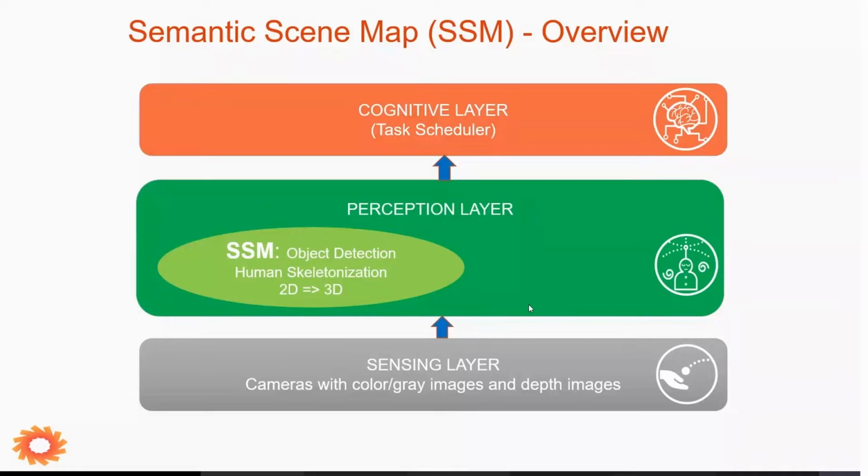The sensing layer, in this case, what is relevant for us are the cameras, RS4 cameras, which provide gray images, and they also provide depth images, which we need as input. Then the semantic scene map performs an object detection and separately a human skeletonization algorithm. And it also uses the depth information of the cameras to place the detected objects in 3D. Whereas the algorithms work in 2D, the result will be put in 3D using the depth information. The result of this will then be passed on to the cognitive layer.